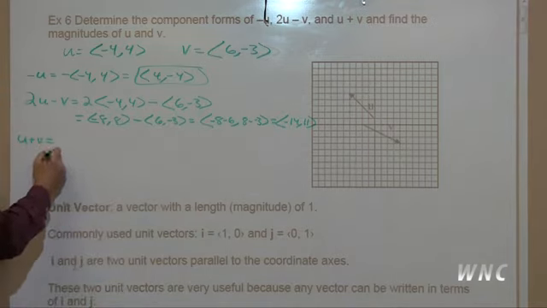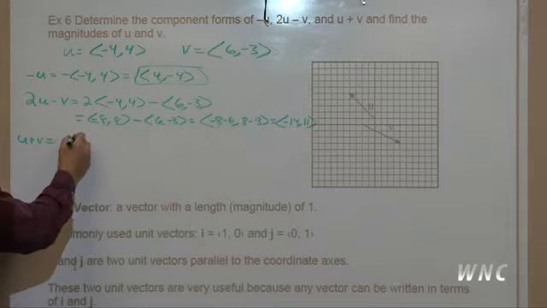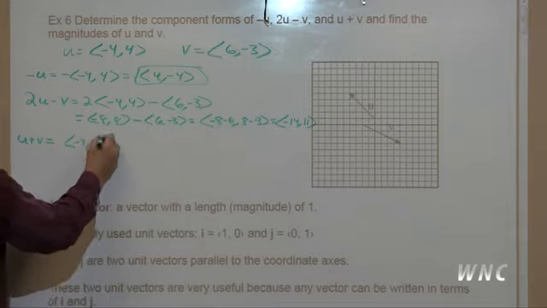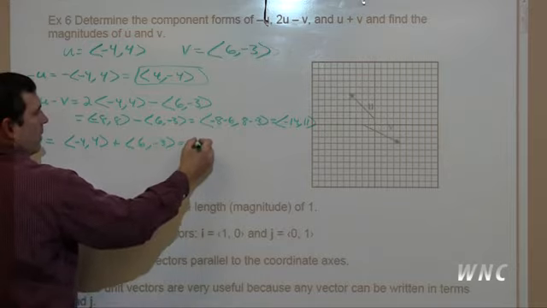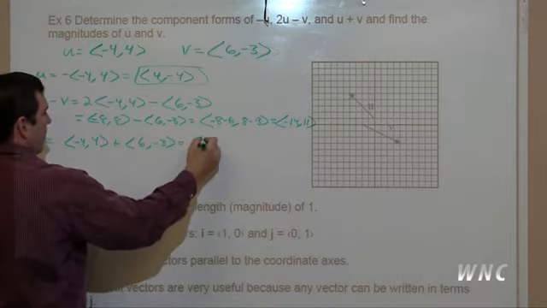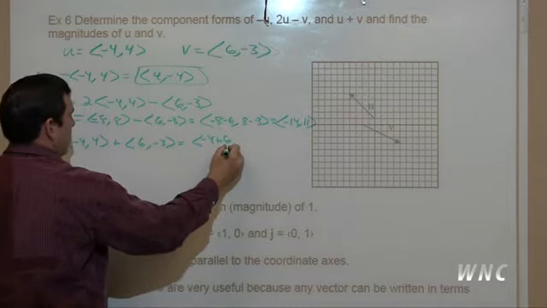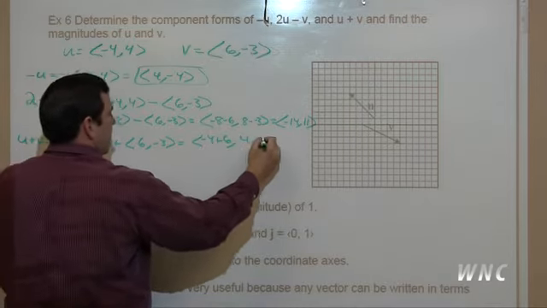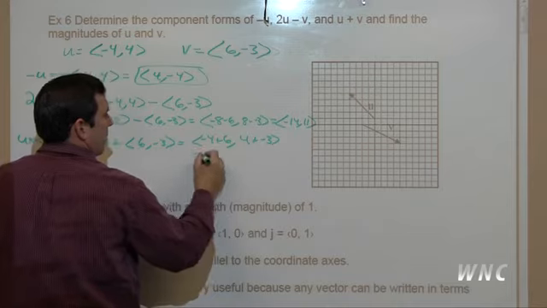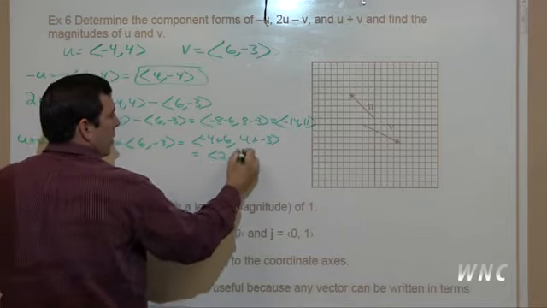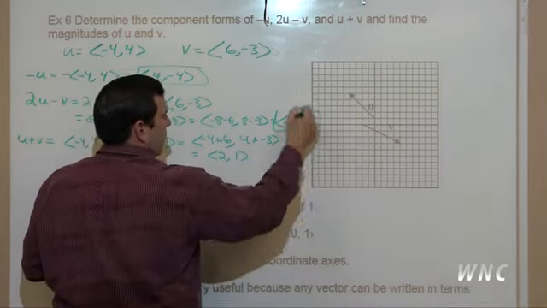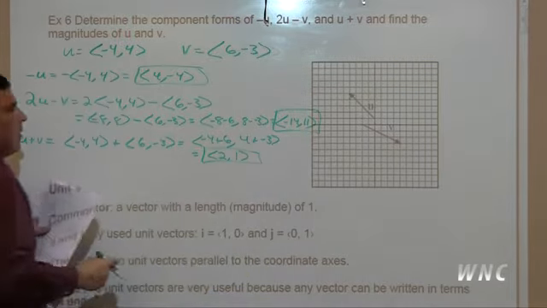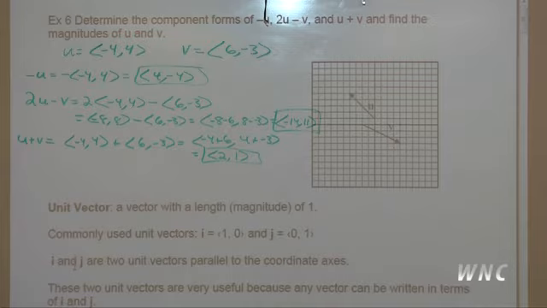For u plus v, we have negative 4, 4, plus 6, negative 3. That's going to be negative 4 plus 6, 4 plus negative 3. And we end up with 2, 1. Box, that's our final answer. Okay, last two parts, we need to find the magnitudes of u and v.